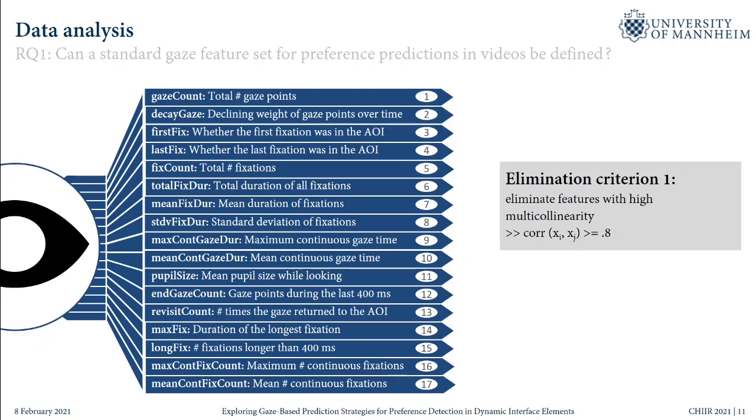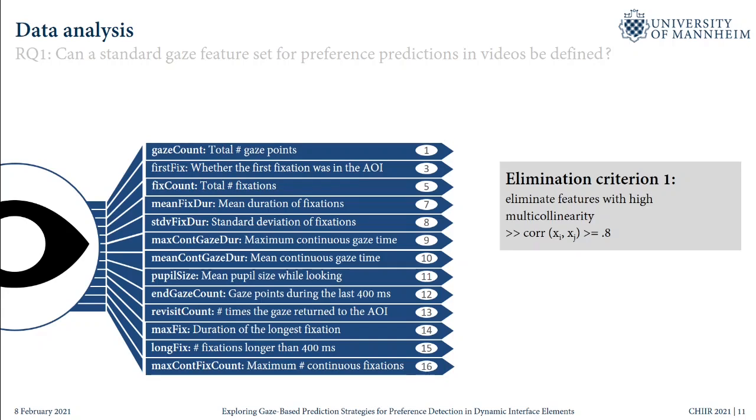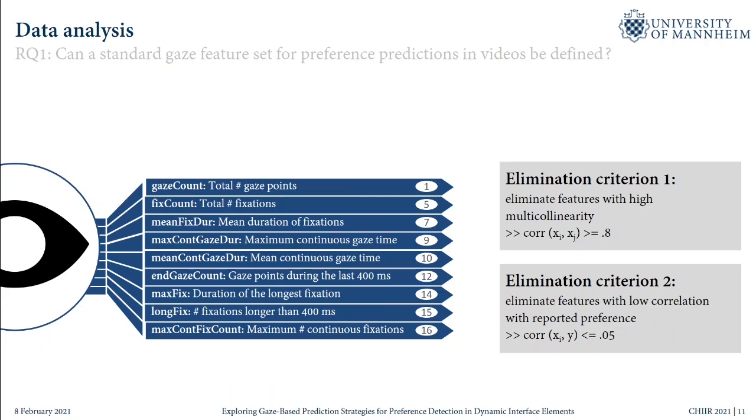In the data analysis, we first wanted to reduce the gaze features to a robust standard feature set. Since we were interested in features that have a high information content for any kind of video, we did our calculations with the aggregated data from all videos. In a first step, we eliminated all features that had a correlation with another feature larger than 0.8. This reduced the initial feature set by 4 features. Then we eliminated 4 more features that showed only a very weak correlation with the participant's true reported preference. This left us with a final set of 9 gaze features.